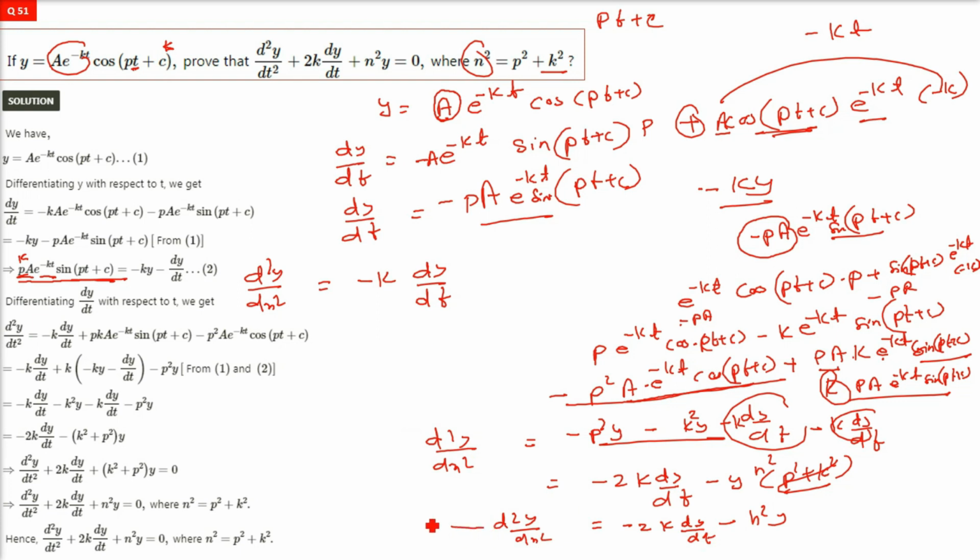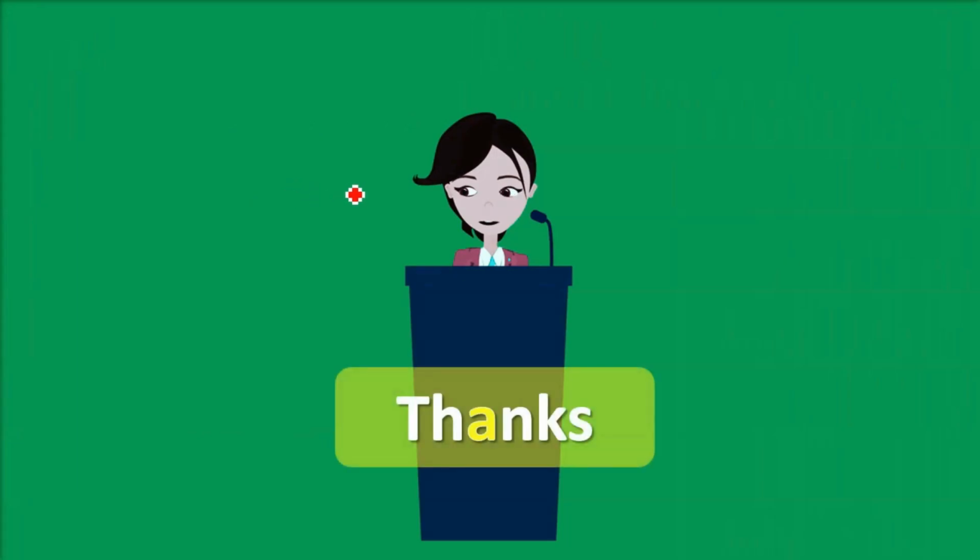N square Y, we have d2y by dt2. And all of the terms on the left can be taken on the right, and on the right can be taken on the left. d2y by dt2 here, minus 2K dy by dt minus, the final term will be d2y by dt2 plus 2K dy by dt plus N square Y equals 0, after replacing P square plus K square as N square. So I am writing the final term here, this term plus N square Y equals 0. This is your answer. So this is the way you have to do it. Okay, this is all about this exercise. Thank you so much. Take care of yourself.